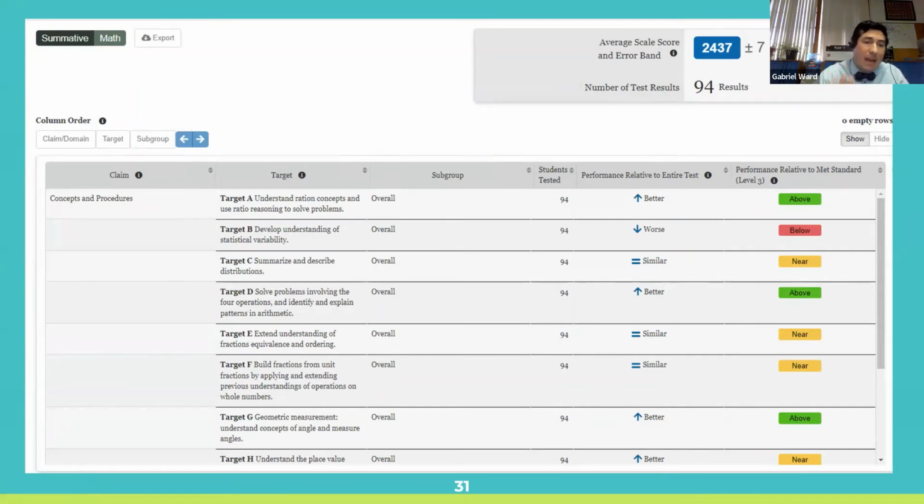But when you look at mathematics, we talked earlier about how you really have only one claim, claim 1, that focuses on your content standard. So what is specific to 3rd grade, or what is specific to 4th grade, or whatever grade you're teaching, that's claim 1. And you're only going to get the target scores in math for claim 1.